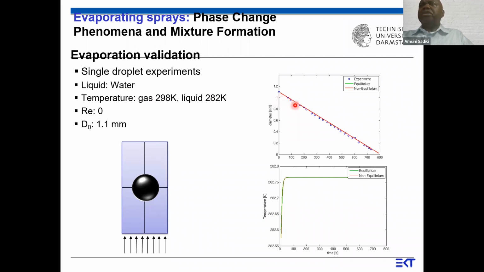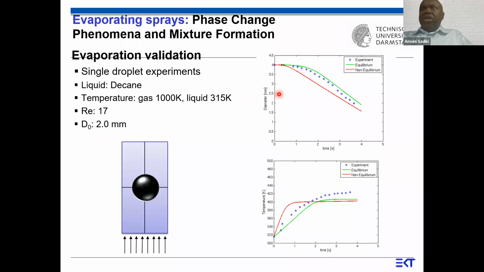And we see that we obtain directly what we said yesterday, the D square rule. That is exactly what we have obtained yesterday. And the temperature will rise and stay constant, for both the equilibrium and non-equilibrium model. In this case the Reynolds number is 0, so quiet, and the starting diameter is 1.1 we have here.